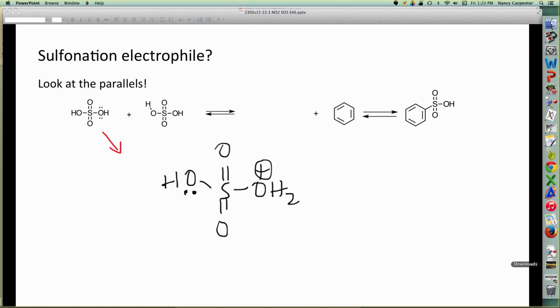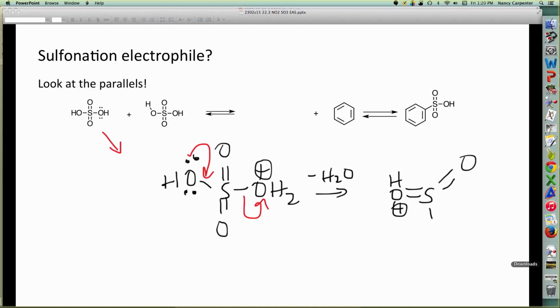And who do you suppose is going to kick out that leaving group? Just like the nitronium ion, we lose water and we end up with a powerful electrophile that happens to be activated because there's still that proton sitting on there. So this guy goes right there. Reaction with benzene. That should look familiar. That is benzene sulfonic acid.